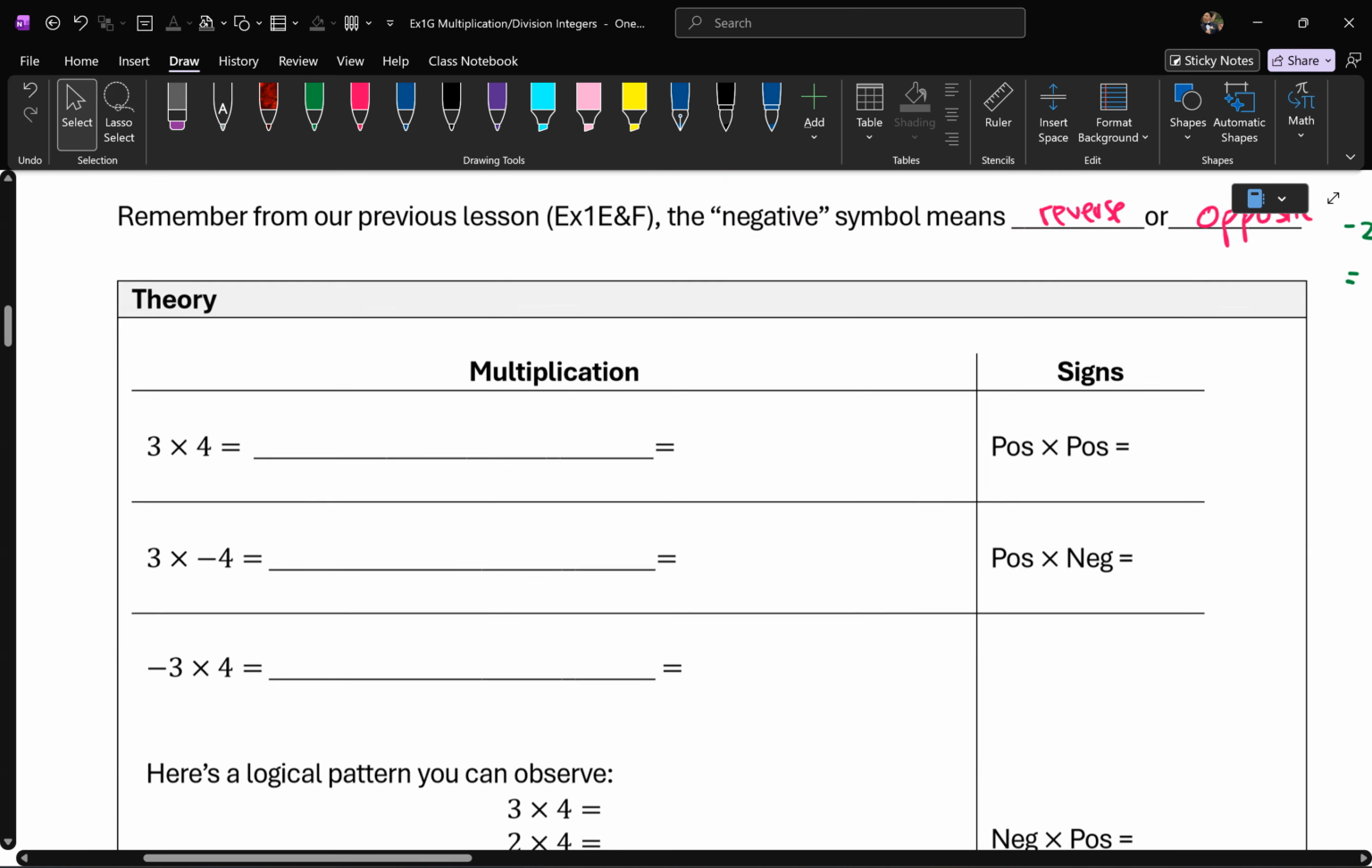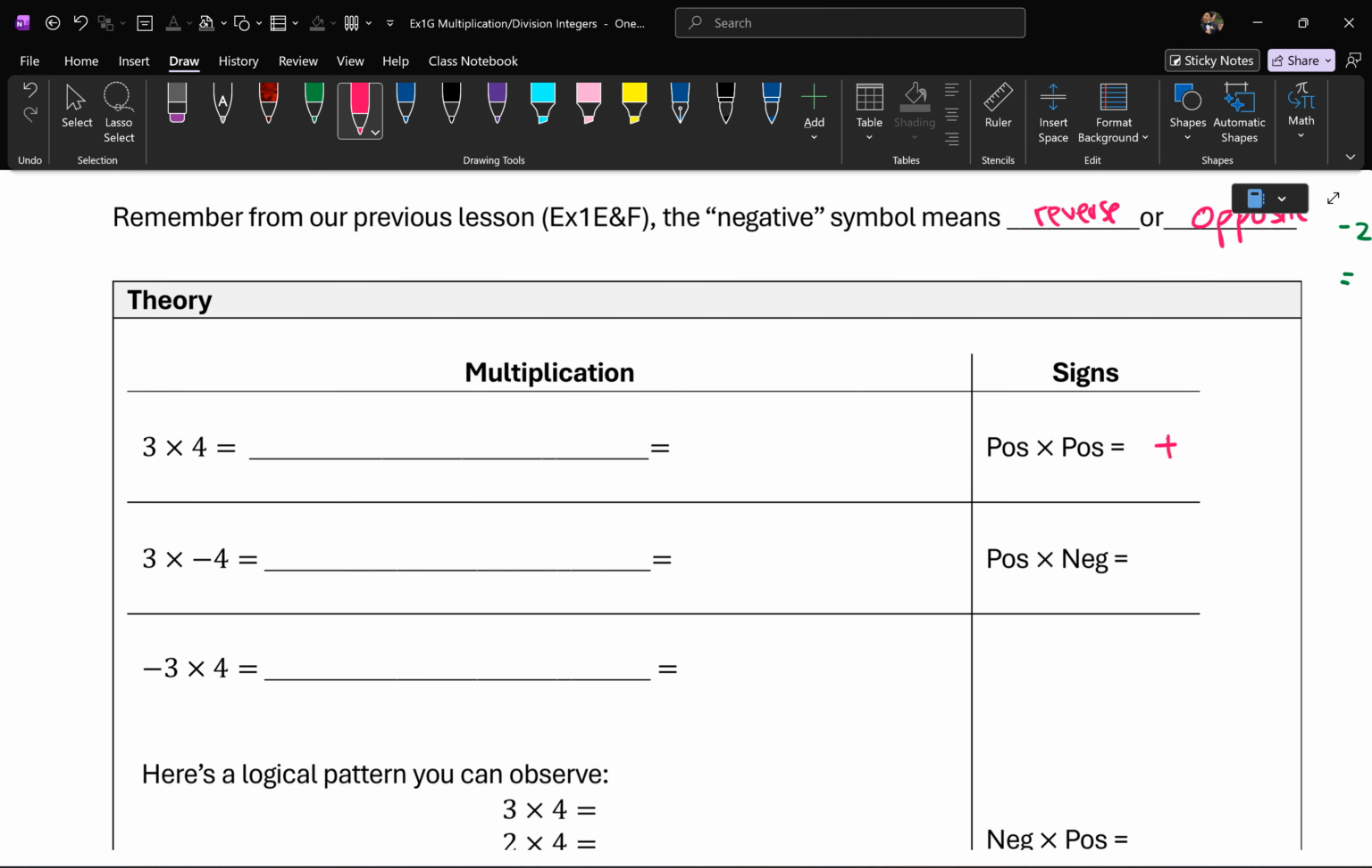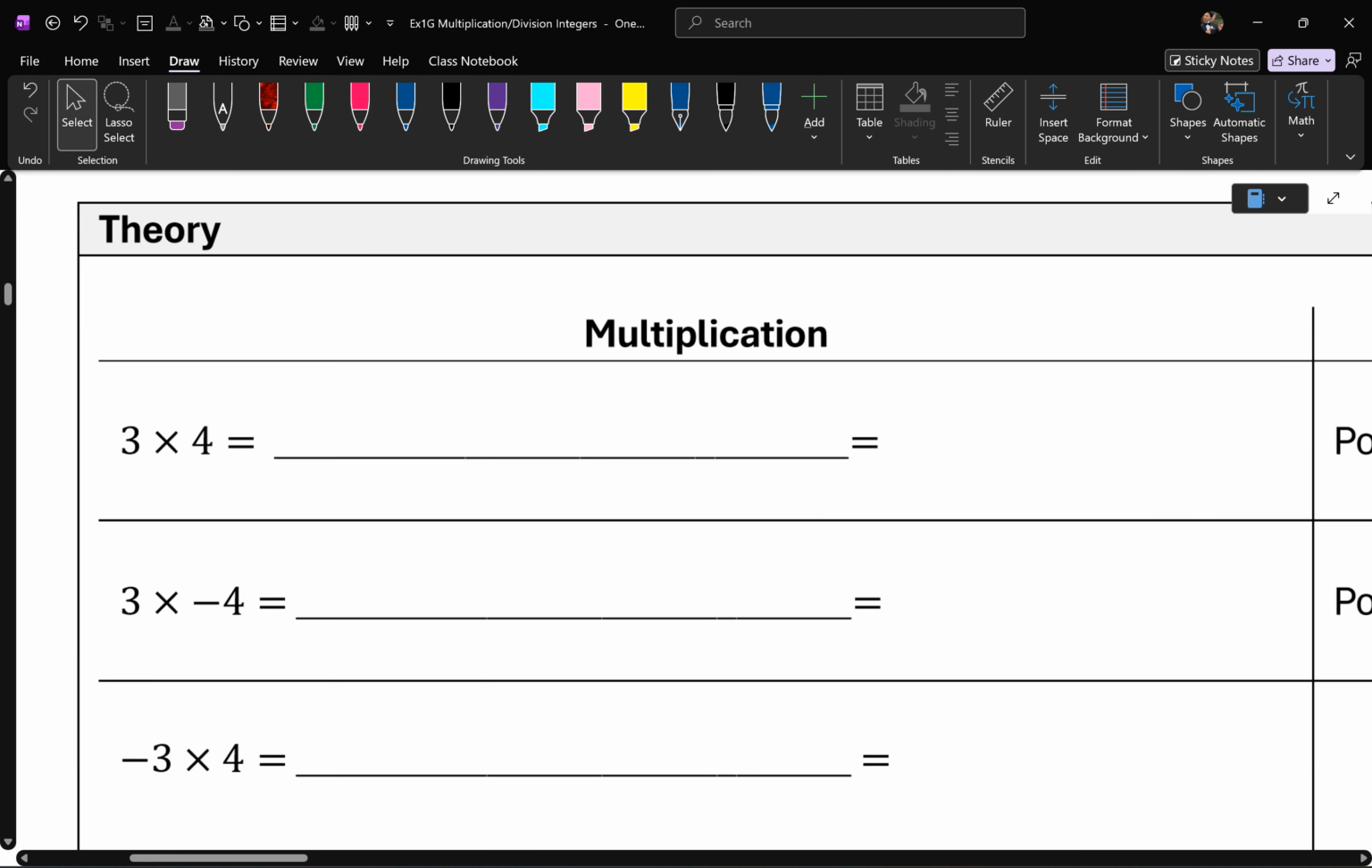Let's go with this one. So we first said positive times a positive is going to give you a positive, right? So that's one way of memorizing, but I don't like memorizing. I like you to think. Let's have a think. When you say 3 times 4, we know the answer is 12.